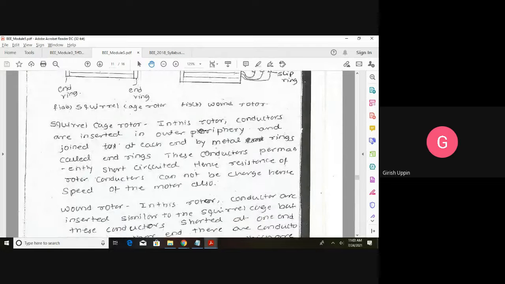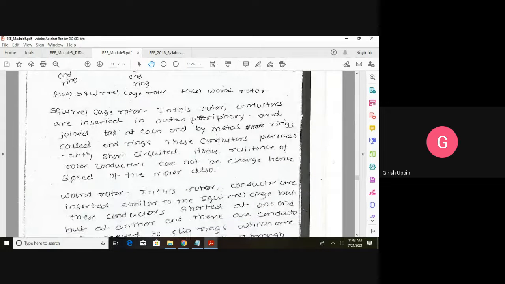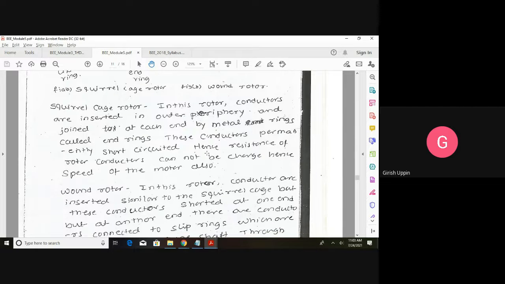In case of a squirrel cage rotor, conductors are inserted on the outer periphery and joined at each end by metal rings called end rings. These conductors are permanently short circuited, hence the resistance of the rotor conductors cannot be changed, and hence the speed of the motor also cannot be changed.